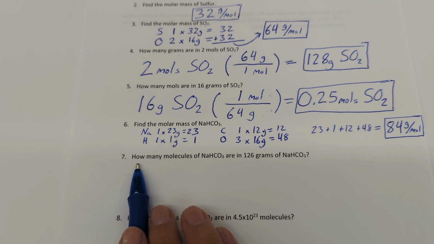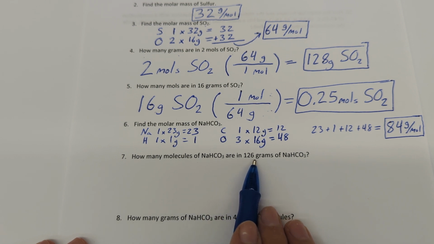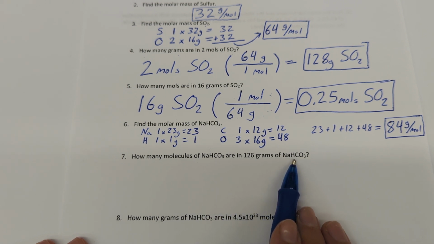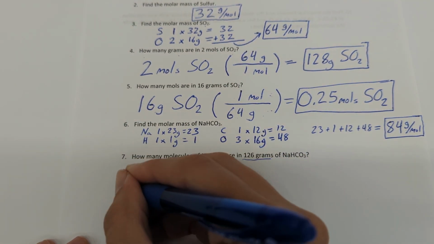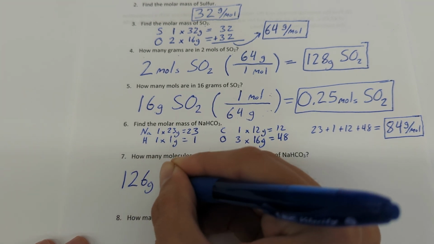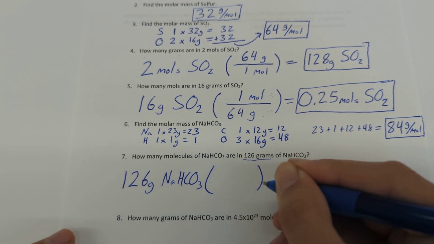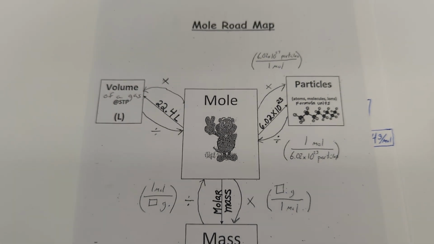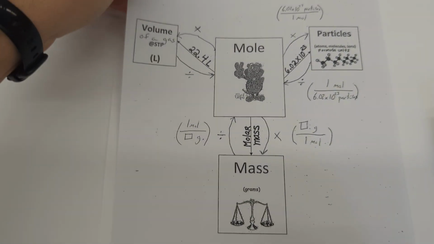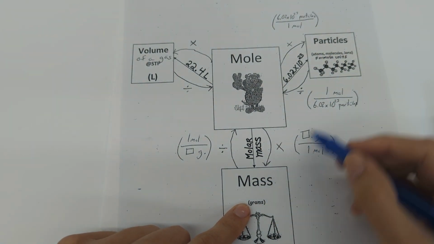So here we're doing a 2-step conversion. How many molecules of NaHCO3 are in 126 grams of NaHCO3? So again, always write down the number we start with. 126 grams NaHCO3. Yeah, let's get that conversion map out here. 126 grams. My first step, well, we have to get all the way to molecules here, so don't think of it as one big step.